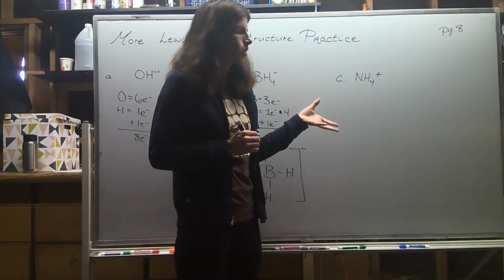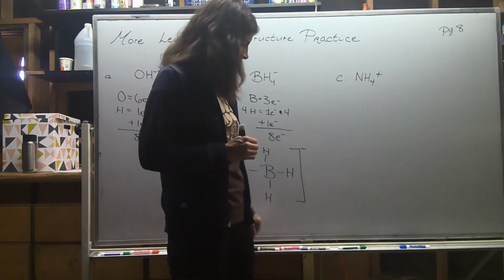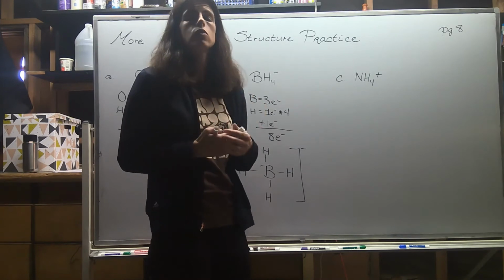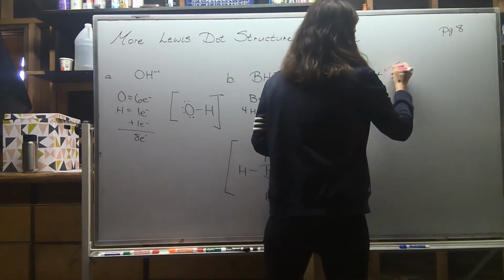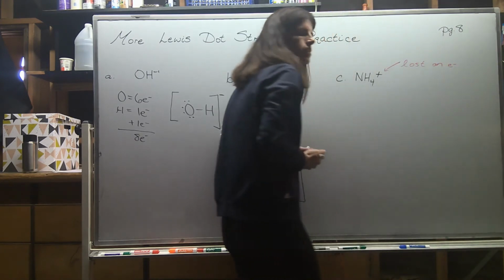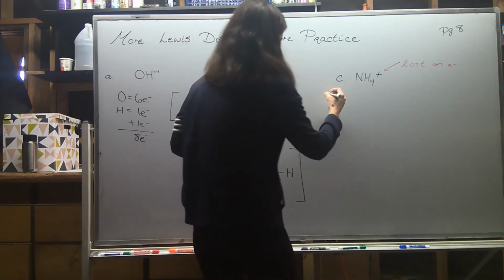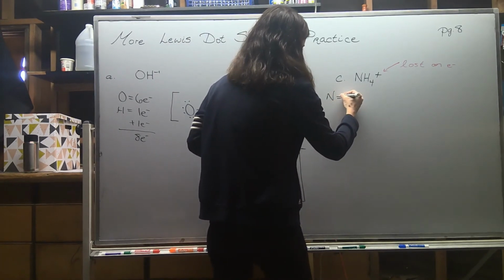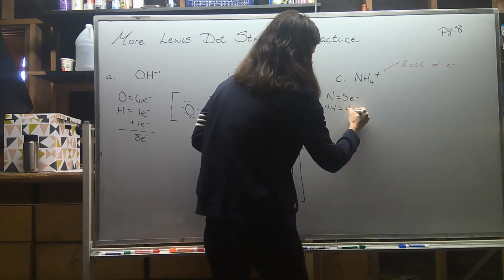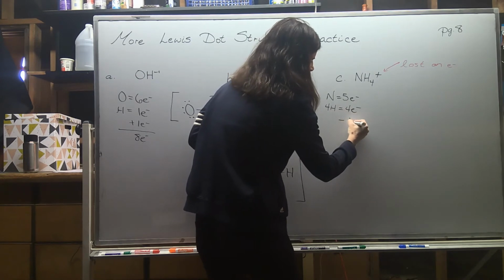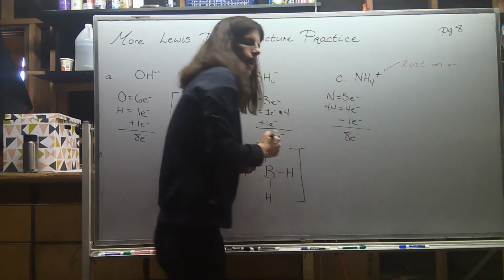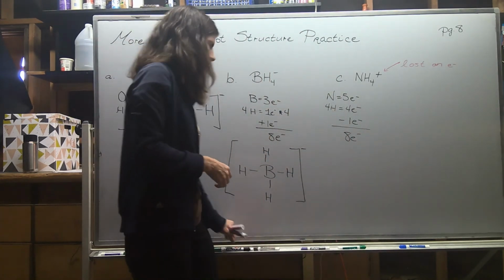So in our next example here, we have ammonium. It has a positive charge. Remember, a positive charge means that the compound or the species lost an electron. Therefore, when we do our electron math, we need to subtract an electron. So we have nitrogen, which donates 5 electrons. It's in group 5. 4 hydrogens, that'll give us 4 more electrons. And then I'm going to subtract 1 electron because of that positive charge. So altogether, I have 8 electrons available to build my structure.